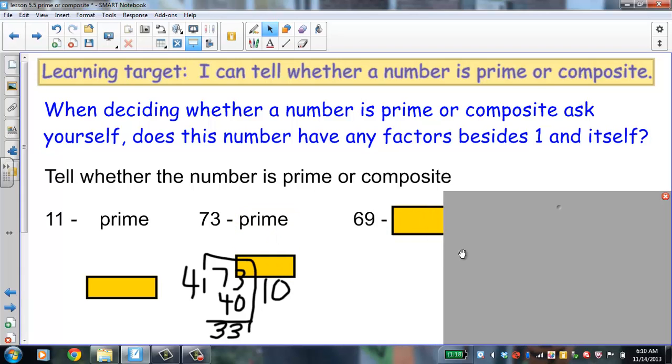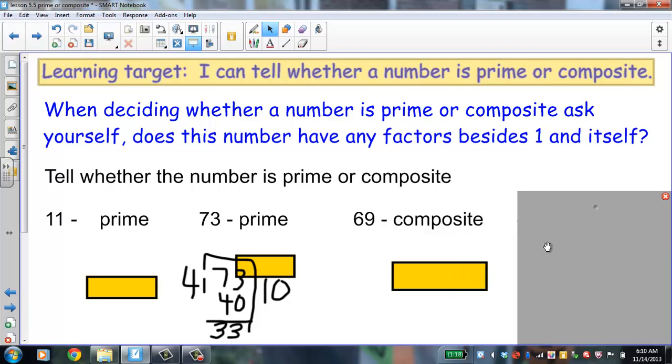Yep. All right, let's look at 69. Now, if I took 69 and thought of it as 60 plus 9, I know that 60 is divisible by 3, because 20 times 3 equals 60. And I know 9 is divisible by 3. Therefore, 69 must have a factor of 3. And if it has a factor of 3, then it must be composite.